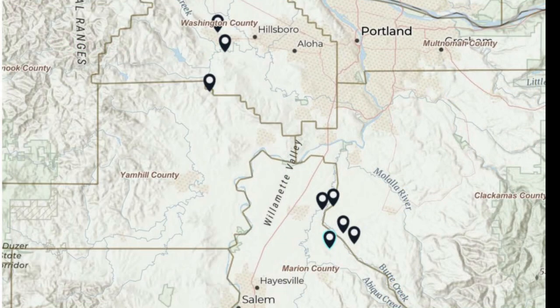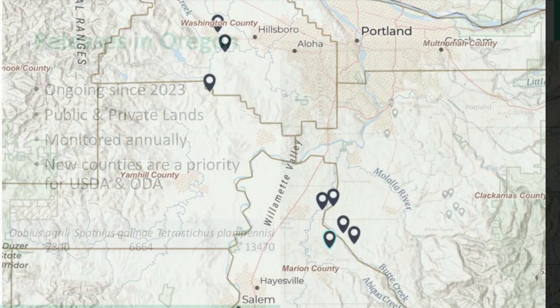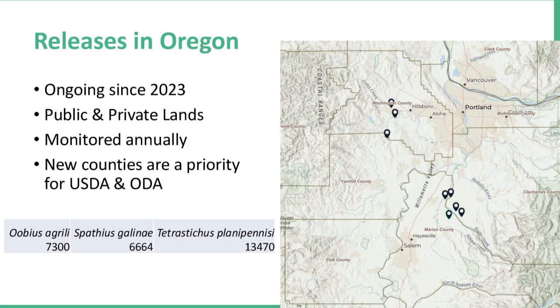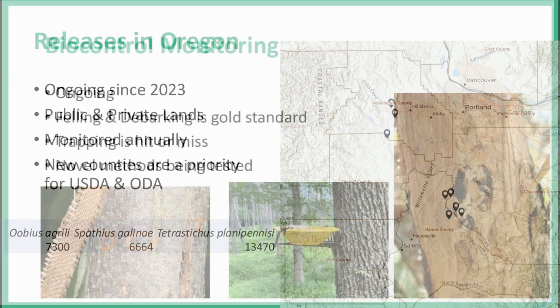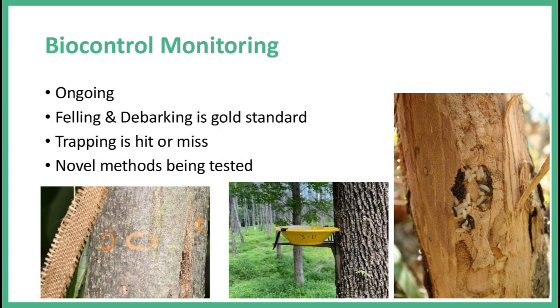So Washington County has gotten a little bit of love. Clackamas and Marion County have gotten just a little bit so far. But new counties are a priority. So as EAB spreads deeper into Marion County, we are always looking for new sites. To date, we've released 7,300 Oobius, a little over 6,000 Spathius, and 13,000 Tetrastichus. To let you know how it's going so far, it's going pretty well.